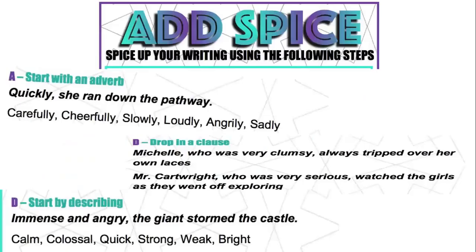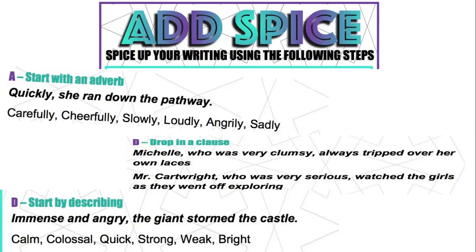So when you're wanting to add spice to your writing and improve your sentences, you could start with an adverb. For example, quickly, she ran down the pathway. On question 3A, quietly, she sat on the bench in the park. You can also drop it in a clause, just like we were talking about, add in that subordinate clause and make the sentence a complex sentence. If you're finding that difficult, see these examples on screen now, or just go back in the video to the explanation. You could start by describing.